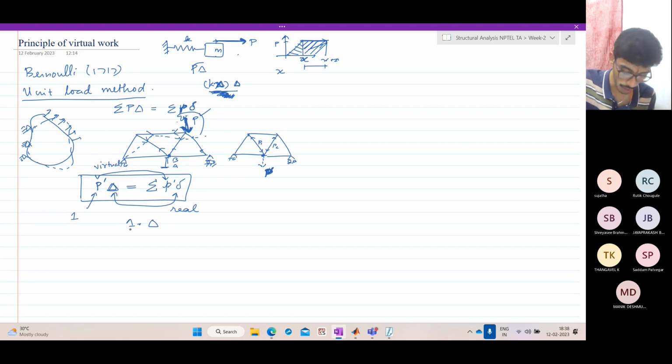So if you apply a virtual force of 1 newton, 1 kilonewton, or 1 unit, you get all the internal forces arising from this virtual force. So that will be P dash. Corresponding to this application of 1 unit real force, 1 unit virtual force, you get internal virtual forces of magnitude P dash in all the members. So this does work on the displacement by the real force. At the same time, the internal forces will do work on the internal displacements caused by the real force, which is delta. So this is the relation that we are interested in.